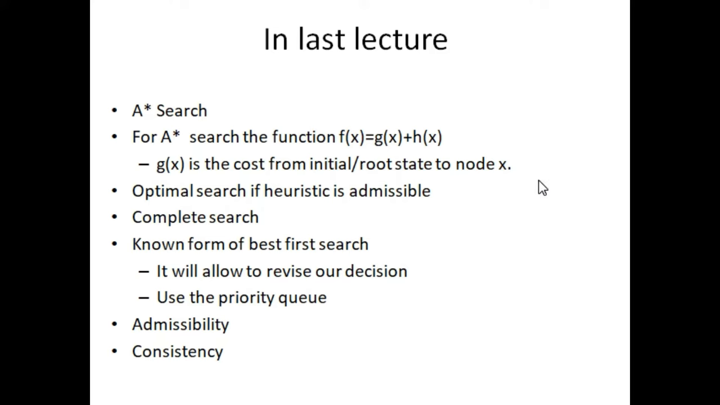What are complete search, optimal search, and admissibility? We discussed these concepts in our previous videos. We also talked about how A star search is a well-known form of best first search, which allows us to revise our decisions and uses a priority queue. At the end of the previous lecture, we talked about the concepts of admissibility as well as consistency.